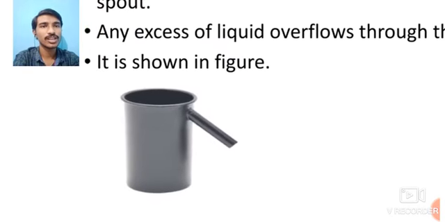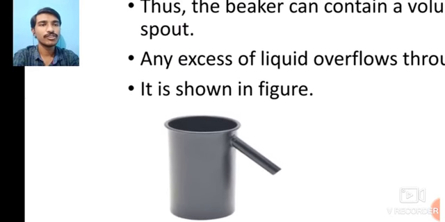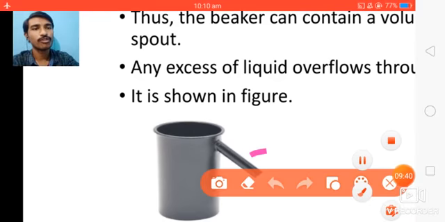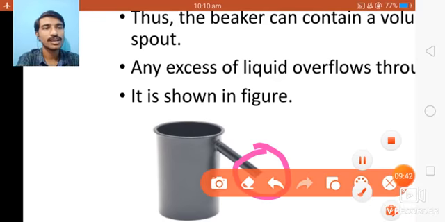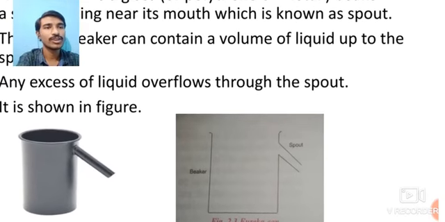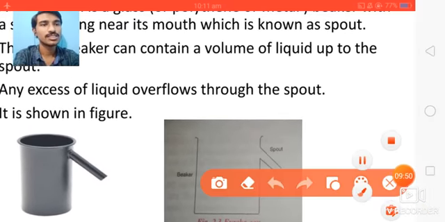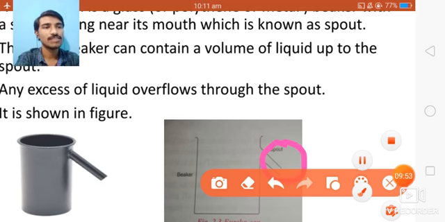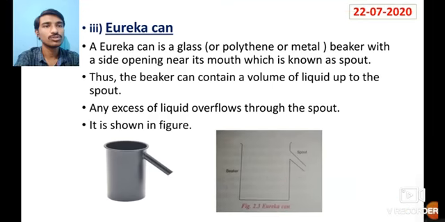So this is the Eureka can. Whenever we pour the liquid here, the excess liquid will go out from here. We will call this a spout. This is the Eureka diagram given in your textbook. Here you can see the spout. The excess liquid will overflow through this.